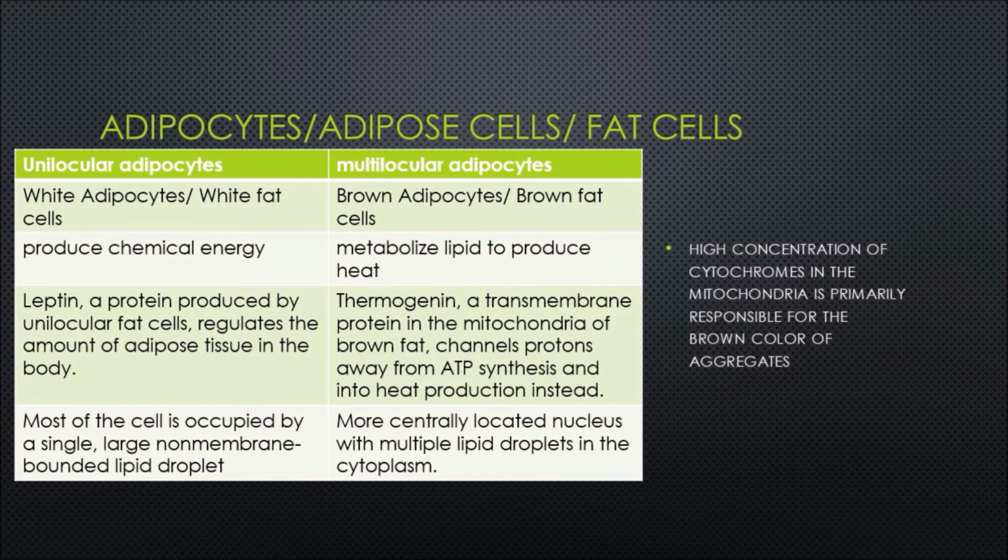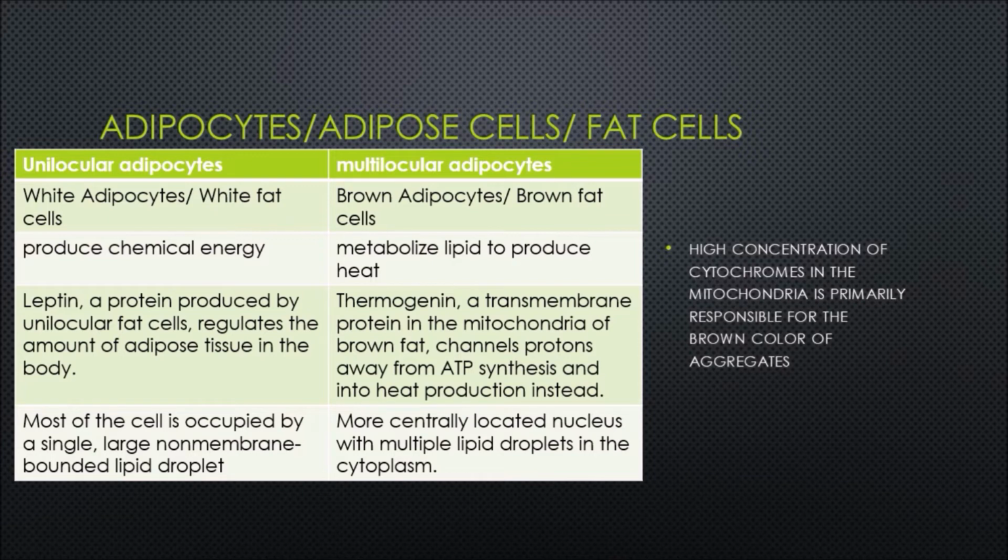Meanwhile, multilocular adipocytes are called brown adipocytes or brown fat cells, and they metabolize lipids to produce heat. They produce heat because they have thermogenin, which is a transmembrane protein in the mitochondria that channels protons away from ATP synthesis and into heat production instead. So in multilocular adipocytes, the nucleus is more centrally located and it has multiple droplets in the cytoplasm instead of just one large droplet.